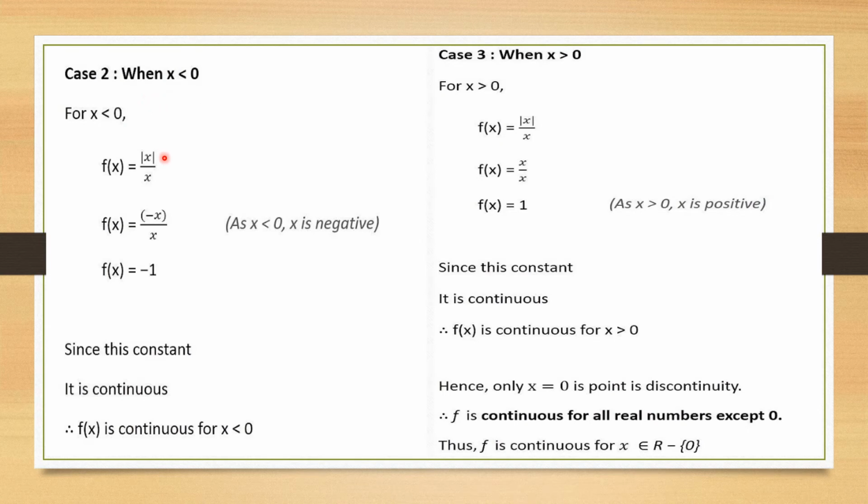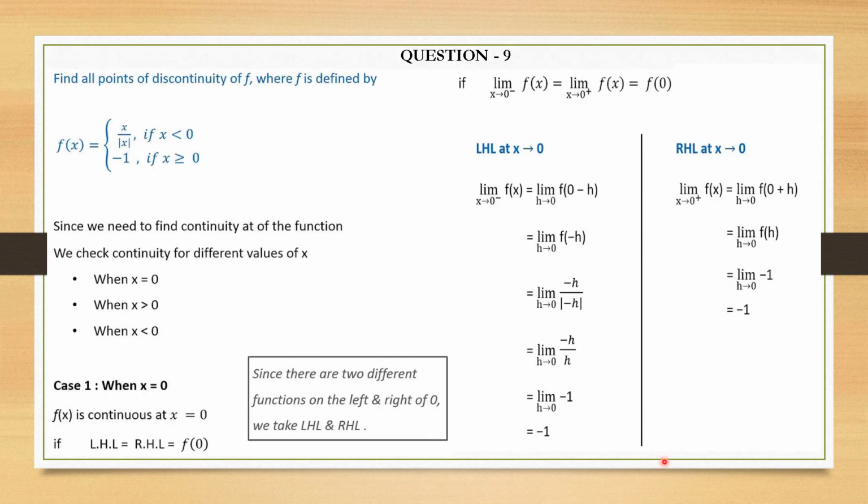When x is less than 0, it is |x|/x, a ratio of a continuous function upon a continuous function. Or it is minus x upon x, that is minus 1, again a constant function, so it is continuous. Again, for x greater than 0, x upon x is 1, a constant function, so continuous. So x equal to 0 is the only point of discontinuity, so the function is continuous for x belonging to R minus the singleton set {0}.